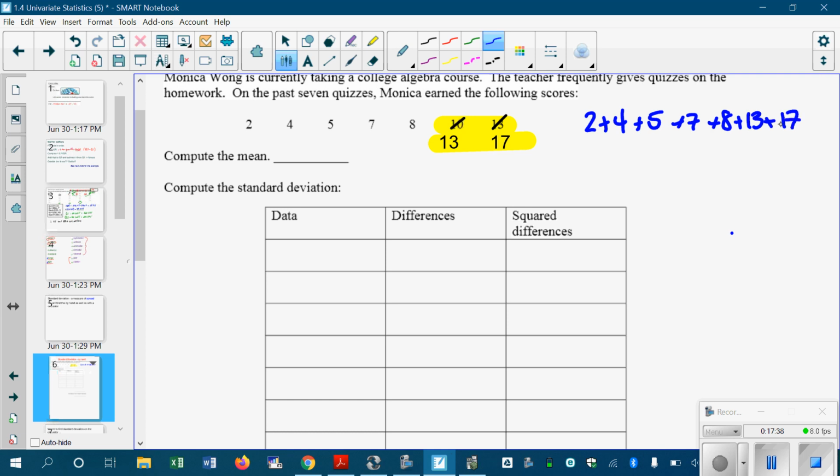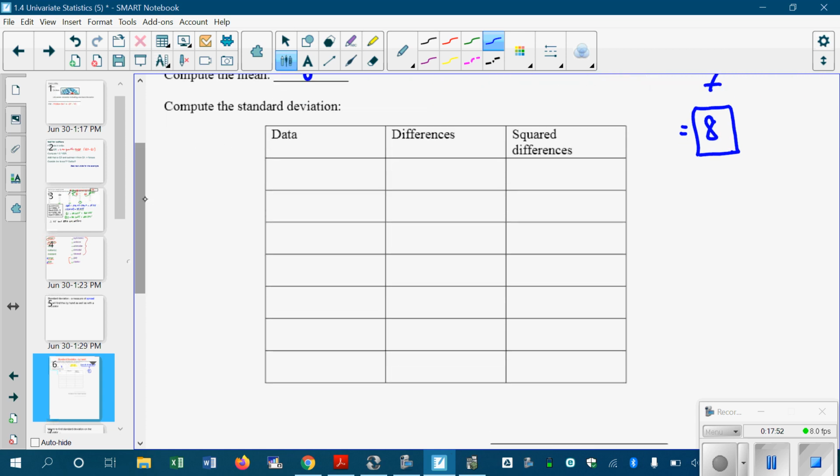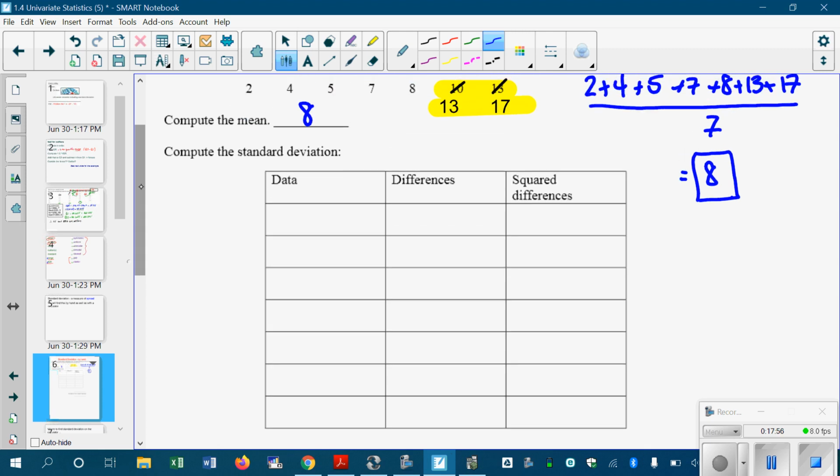And then since there are 7 quizzes, we would divide by 7. And then that gives us an average of 8. Okay, so her average is 8 points. To continue on with finding the standard deviation by hand, I recommend that you make a table or a chart like this. It just is a good organizer so you don't lose track of what to do.